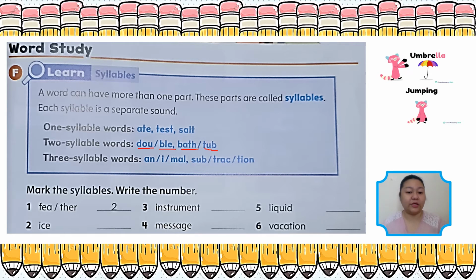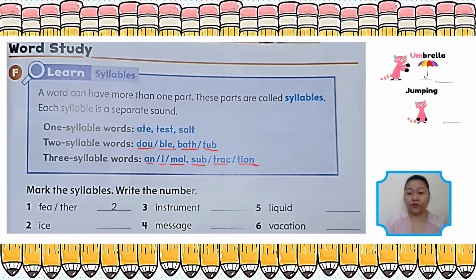Now when we say three-syllable words, from the word three, for example, we have animal, subtraction. For animal, it's animal, subtraction. See? Animal, subtraction. Three-syllable.